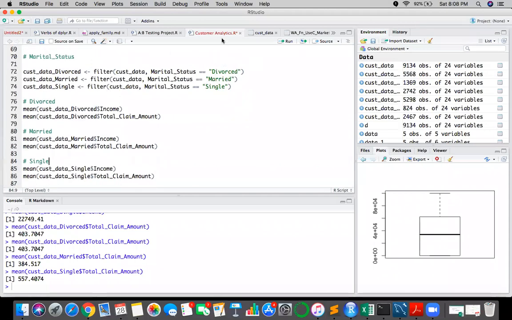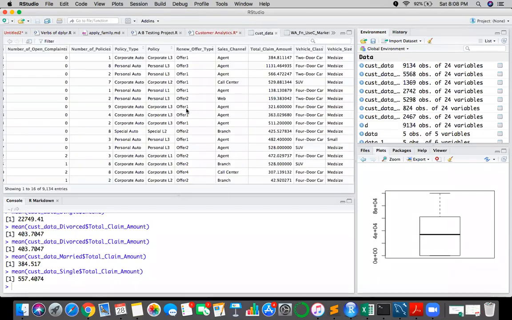Let's go ahead and check some other KPIs and create some hypotheses. Tell me one good thing that we can understand now. So we have total claim amount and then policy. Obviously claims come from policy. Can we check which policy is giving you maximum claims and which policy is giving you minimum claims?